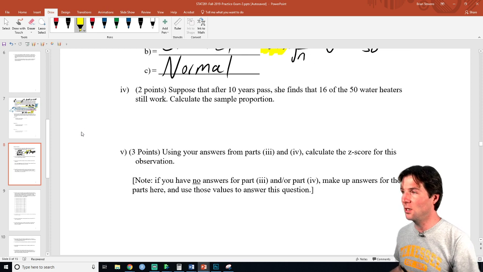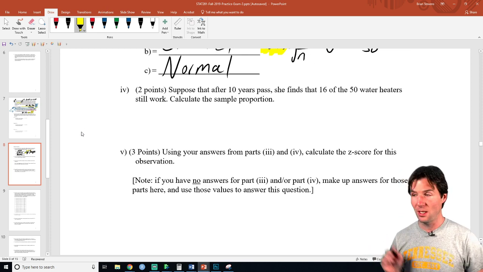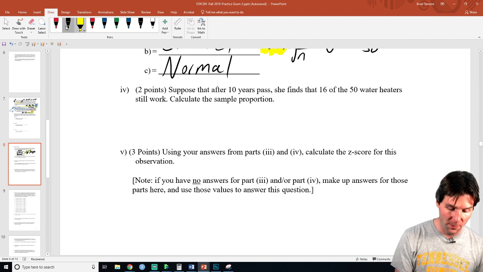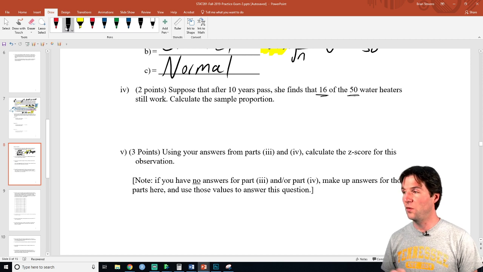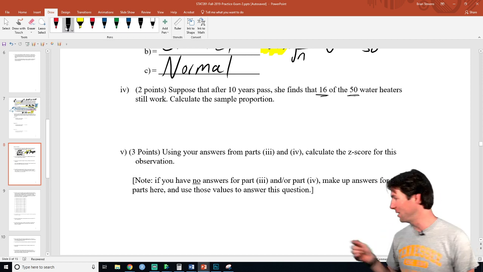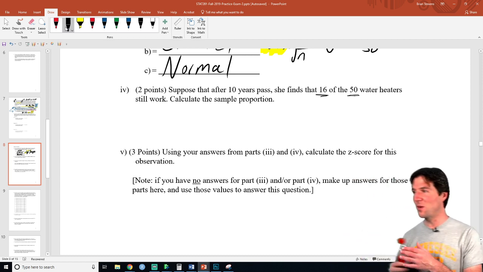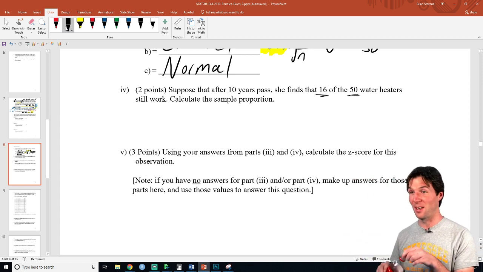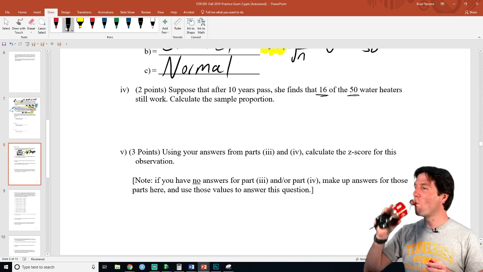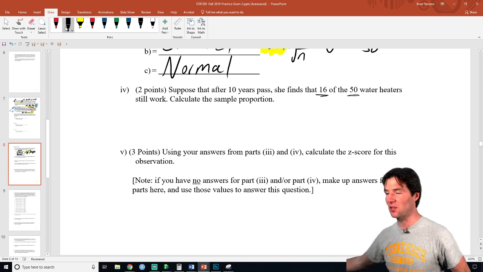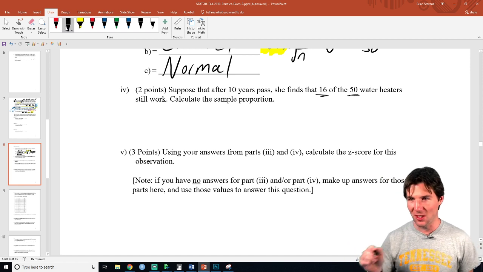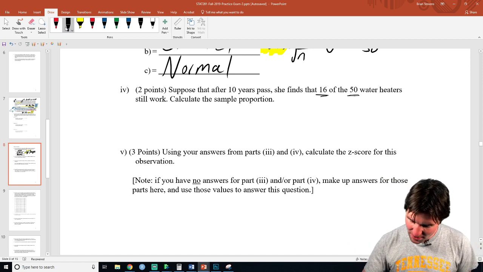Suppose that after 10 years, we got some notation, get ready for it. After 10 years, 16 out of the 50, wait a minute. 50 is our what? I need to hear it in chat. I need to know you're following along. 50 is n. 50 is our sample size. So we now know what the sample size is. Good to see you, Chris.